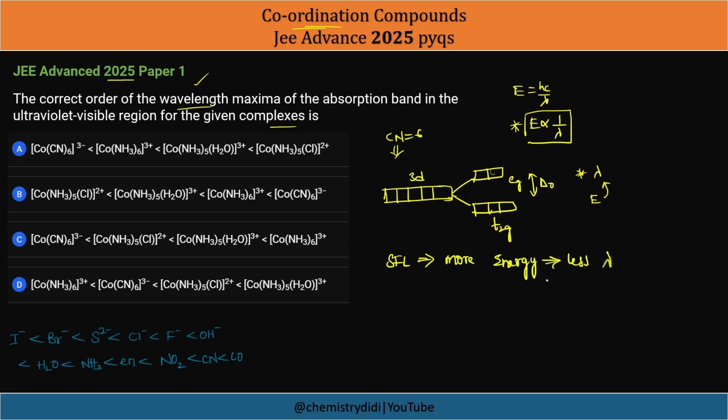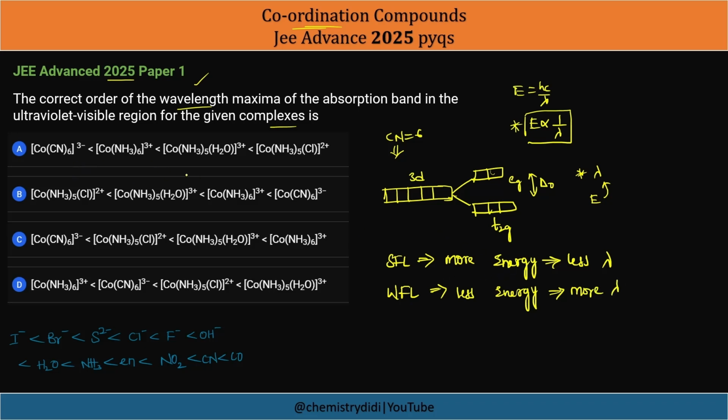If it is a weak field ligand, the energy gap between t2g and eg will be less. So you can say less energy gap or less energy. This less energy gap leads to more wavelength. So this is the simple thing that you need to know.